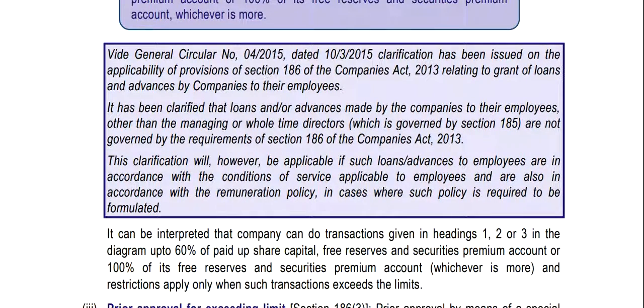Notification is there. Applicability relating to the grant of loan or advance to their employees. It has been clarified that loan or advance made by the companies to their employees other than the managing or whole-time director are not governed by the requirements of section 186 of the Act. That will come under section 185. This clarification will however be applicable if such loans or advances to employees are in accordance with the conditions of service applicable to employees and are also in accordance with the remuneration policy, in case where such policy is required to be formulated.